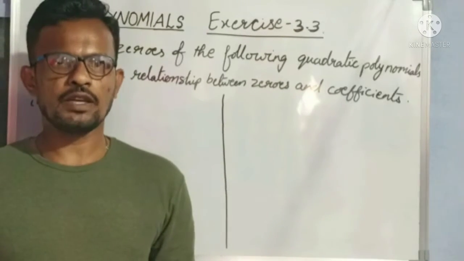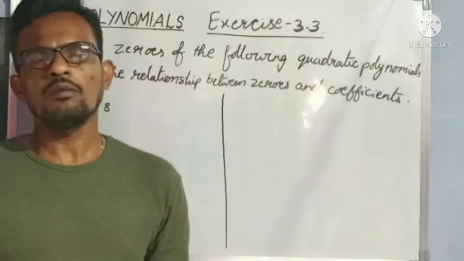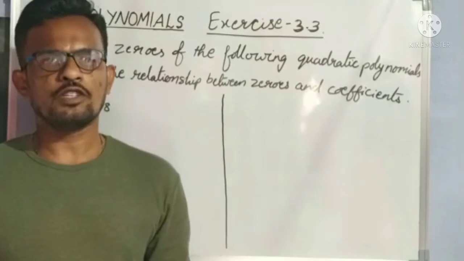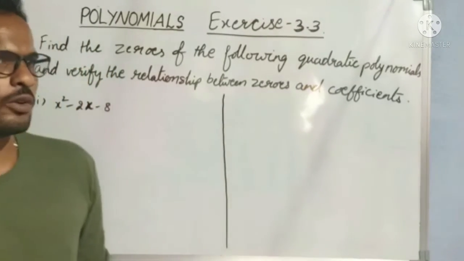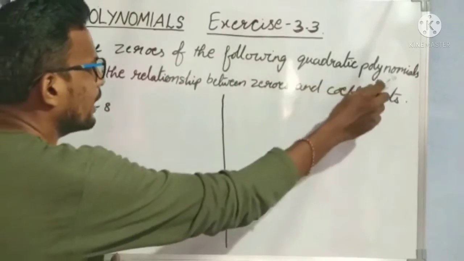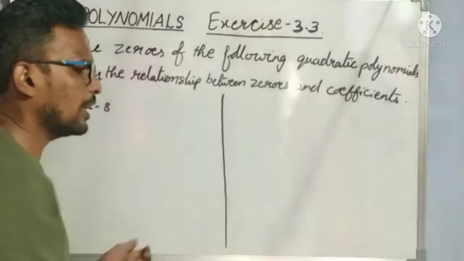You all know that I am teaching IIT JEE for classes 11th and 12th along with basic mathematics for beginners. And so today let us discuss polynomials for class 10th, exercise 3.3. First problem: find the zeros of the following quadratic polynomial and verify the relationship between zeros and coefficients.